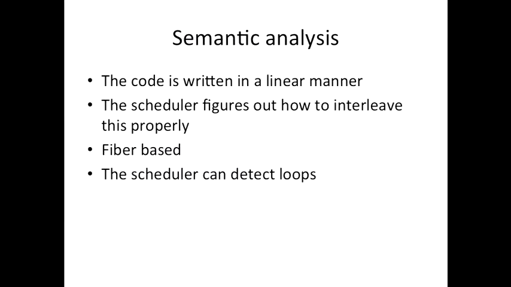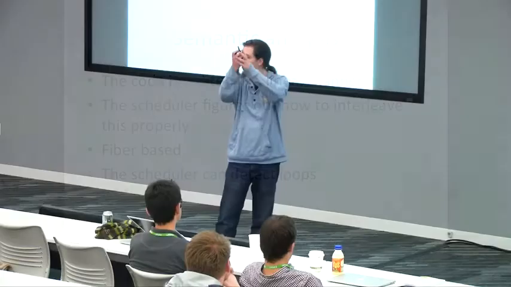So still a bit on semantic analysis. The code is written in a linear manner in every function I showed you. Like you say, I do that, I do that, I do that, and boom, I am analyzed. The scheduler figures out how to interleave all of that, so you don't have to worry at all about this kind of stuff. This is fiber-based. The scheduler can detect loops, so you just have to write what I need to do to analyze this precise symbol, and everything else is taken care of by the underlying framework you're working on.